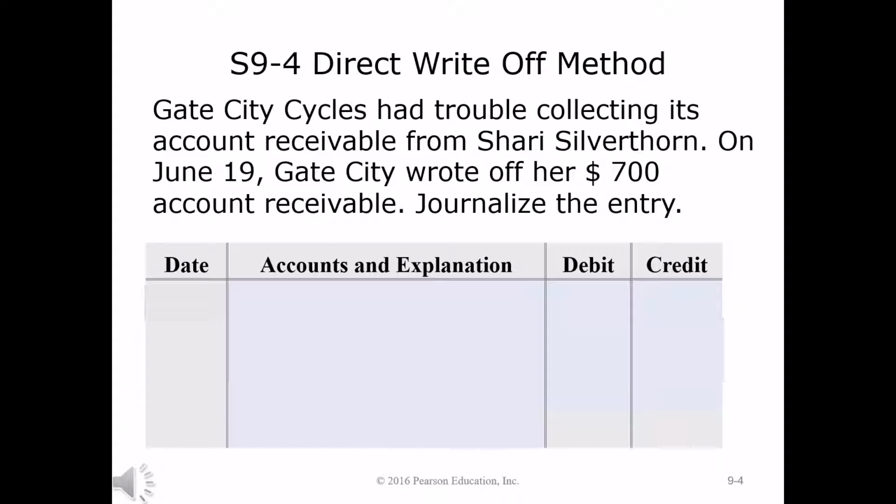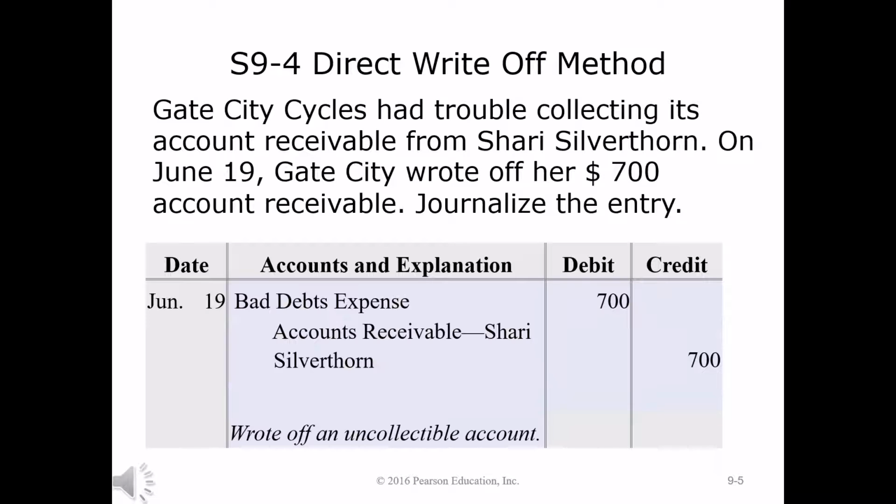Let's review the direct write-off method for Gate City Cycles, who decided that they would not be able to collect the $700 account receivable from Sherry Silverthorne. When doing the direct write-off method, we immediately expense to bad debts expense the amount that is uncollectible, and we take it out of accounts receivable by crediting the accounts receivable account.